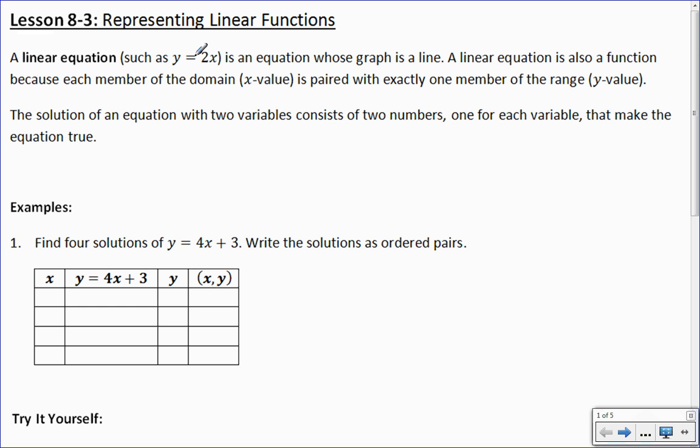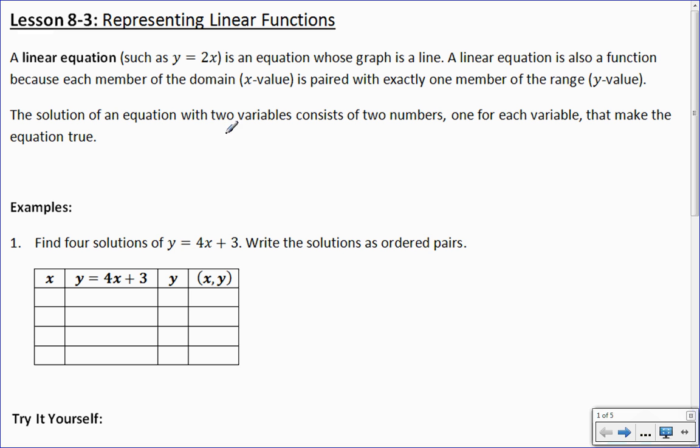Think about if you were to plug in numbers for x, there's no way you'd get different numbers for y. So like if I plugged in 1 for x, I'm going to get 2 for y. There's no way to get any number other than 2. If I plugged in 7 for x, 2 times 7 is 14. You get 14 for y. There's no way to get anything else other than that number. So there would be no way for x to be paired with something different. It would always give you just exactly one y value.